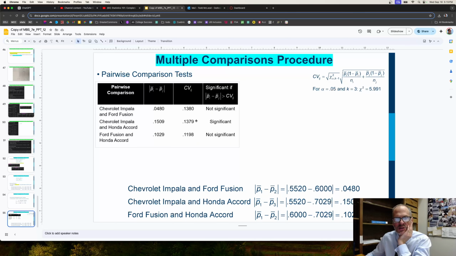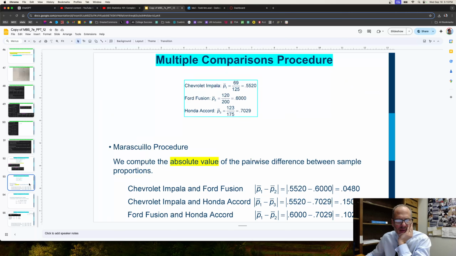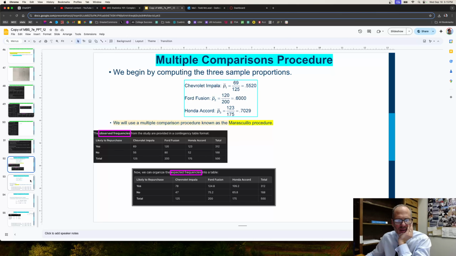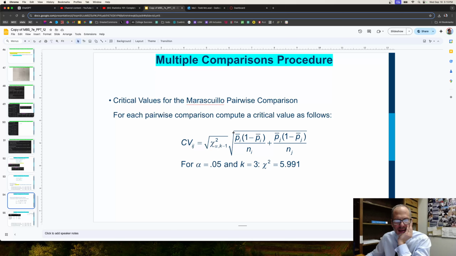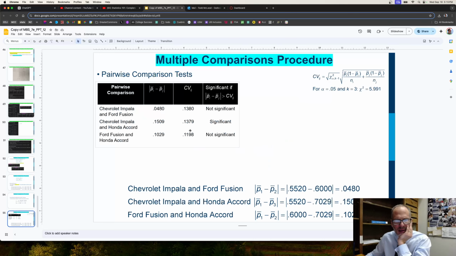But this is how you do it using this Marascuilo procedure, multiple comparisons procedure. And it's kind of a convoluted way of doing just what we did at the beginning, but you test the differences between the different ones, and then you calculate this, right? And so in this we have k minus 1 and we have alpha, and that gives us our 5.991, and we take the square root of that, and then we multiply it by all of this and the square root of all of that, and when we do that we get this value.